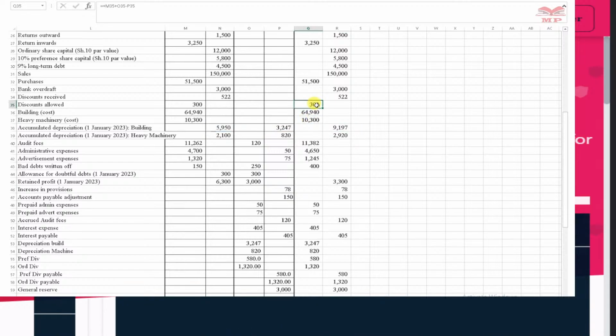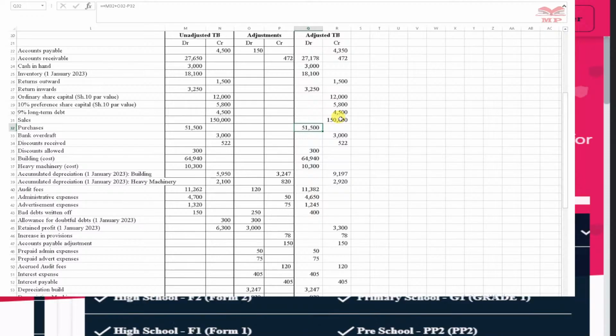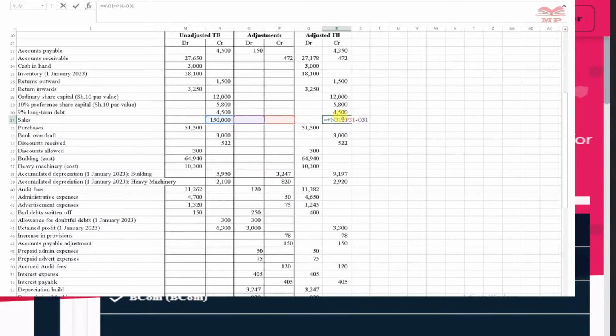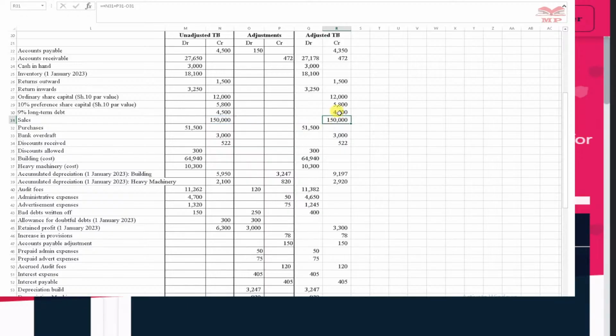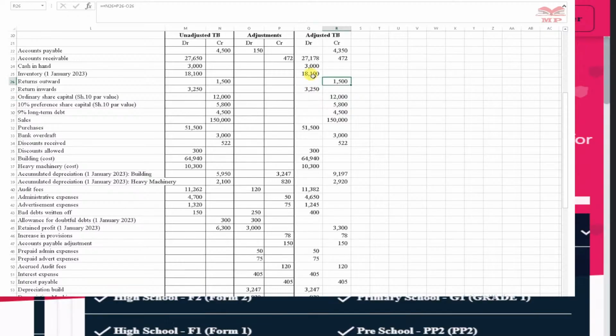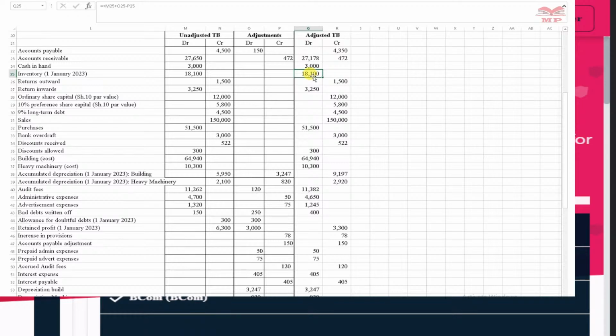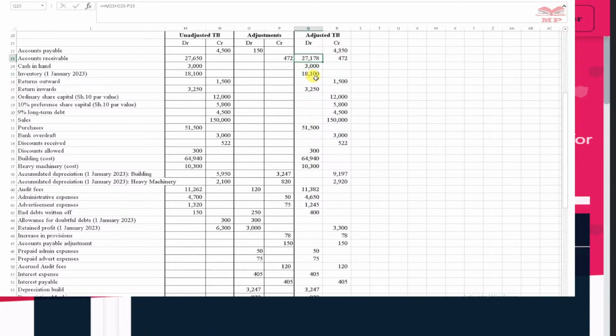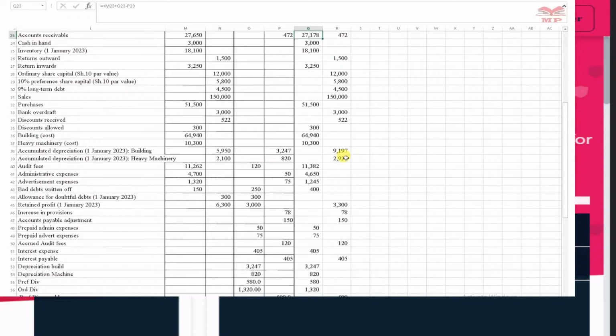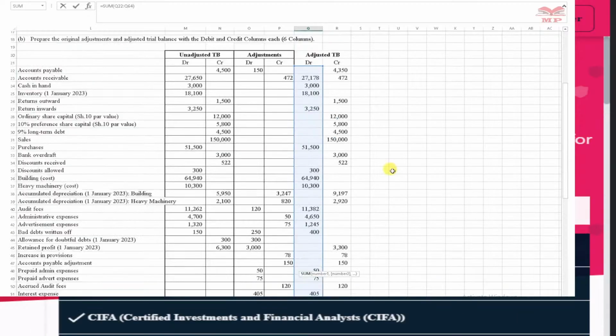So 300 is there. 522, 3,000, 500, because that's debit, it's debit there. 150,000, it's credit, has to be credit, yes. 1,800, 1,200, 12,000, because it's there. 3,250, 1,500, 100, 3,000, 27,178, 43,50, right there. Just check that it picks everything.